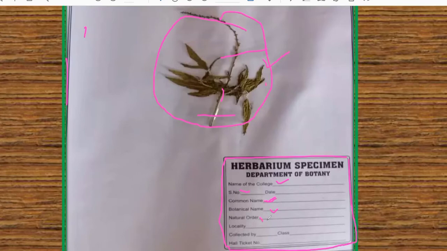Then the natural order we have to write, and the locality also, the place where you collected it, and by whom this plant was collected, and the class and hall ticket number. These are the details we must fill after keeping the dried plant part on the sheet. So which order this plant belongs to, the locality from where you collected, by whom it was collected, and your hall ticket number. On the left side there will be a box in which all the items we have to fulfill.